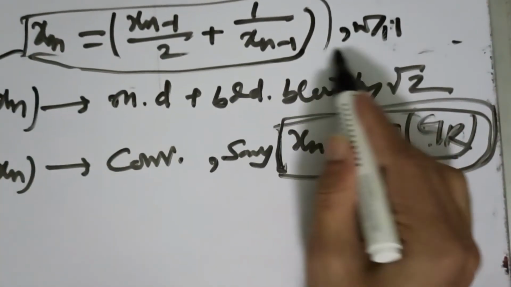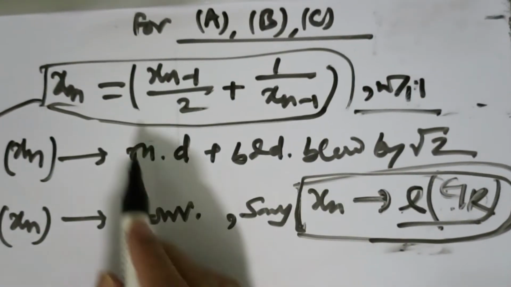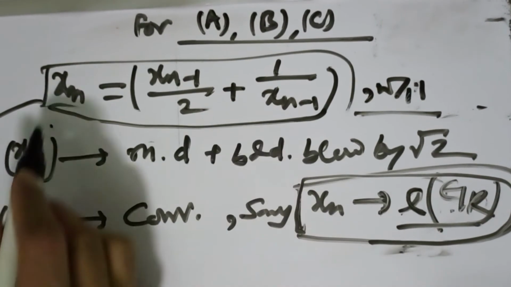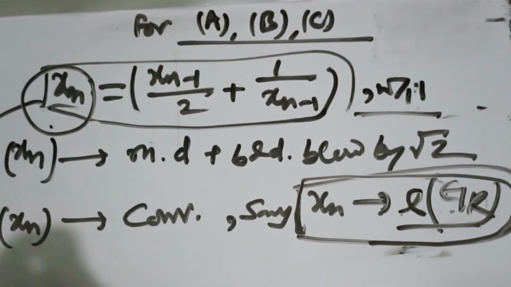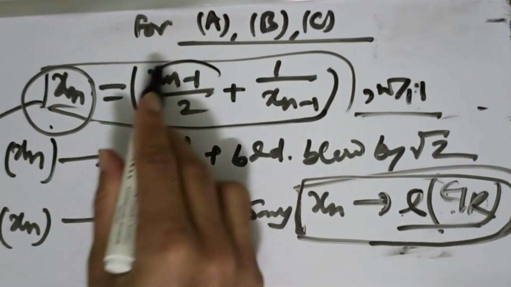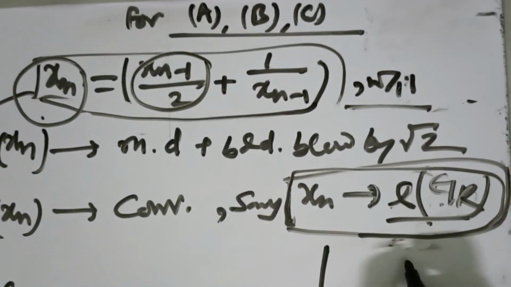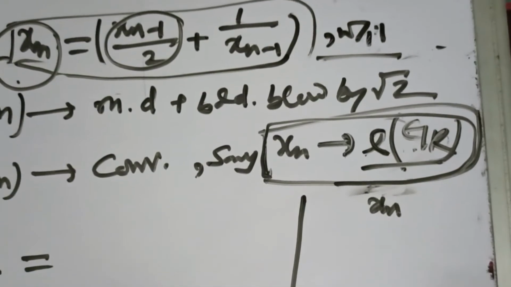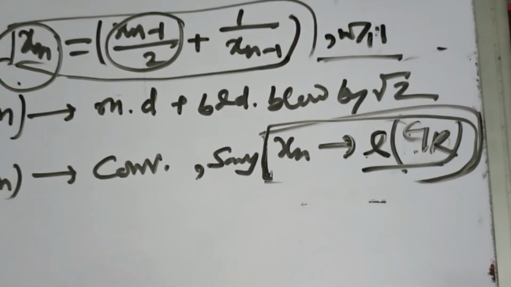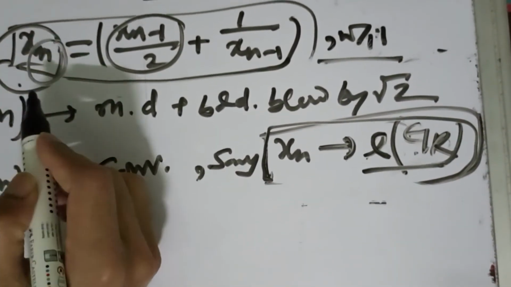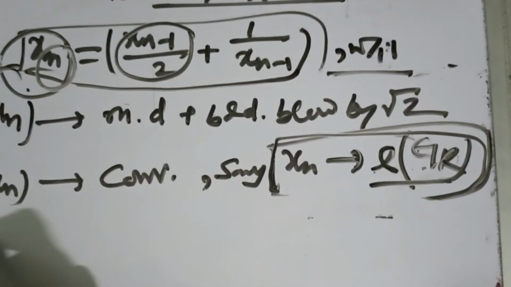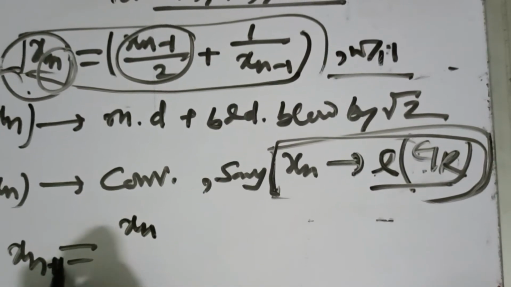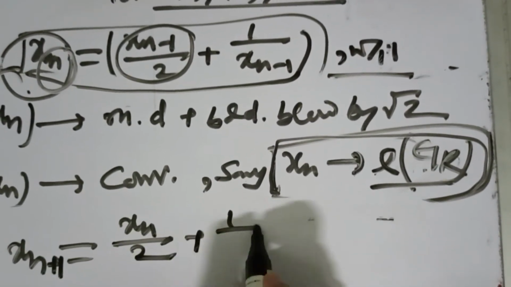It is true for n greater than 1. I am taking the limit from both sides as n tends to infinity. If I take the limit, xn converges to L. Now xn minus 1 is a subsequence of xn. You can replace n by n plus 1. If I replace n by n plus 1, I get xn plus 1 equals xn by 2 plus 1 upon xn.